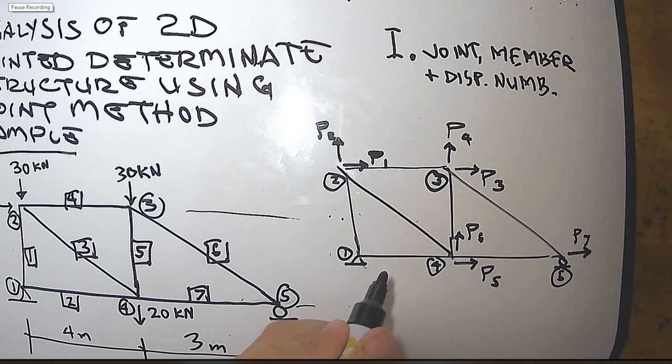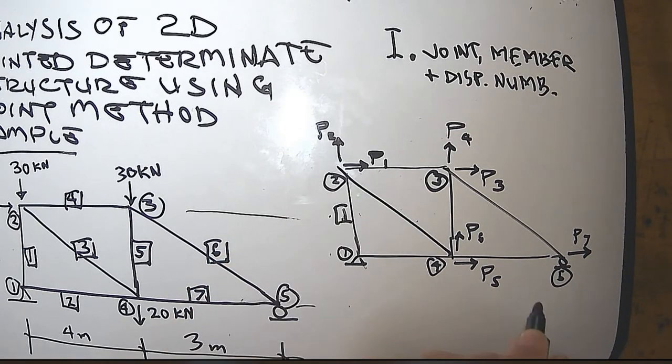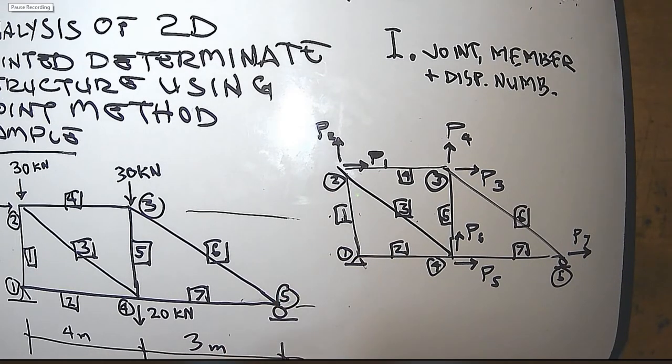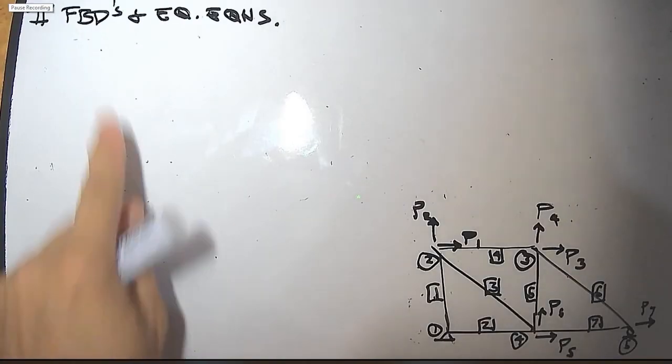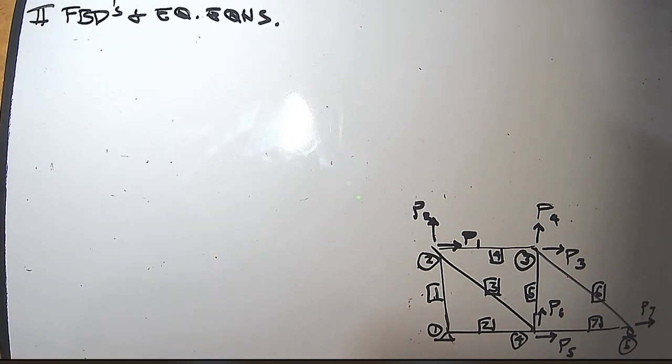Isalin na rin natin yung member numbering dito. So this is 1, then 2. Ayan, that is 1, 2, 3, 4, 5, 6, 7. May significance yung mga member numbering na yan together with the displacement numberings P1, P2 up to P7. Okay? Next is we have free body diagrams and equilibrium equations. So we always start with the first node followed by the second, third, so forth and so on.